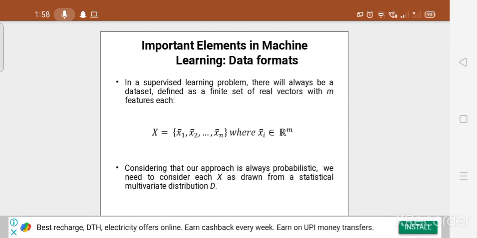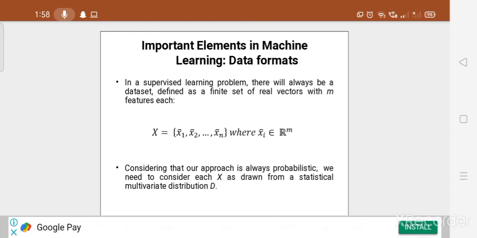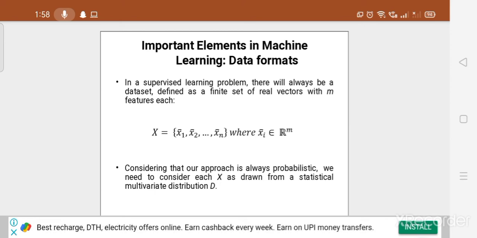Now, important elements in data learning are the data formats. Okay, now we saw what the data is, right? Now how the data formats should be stored in the training data set, that we are going to see. Okay, now in a supervised learning problem, there will always be a data set defined as a finite set of real vectors with m features each.